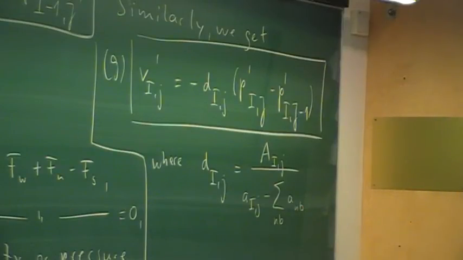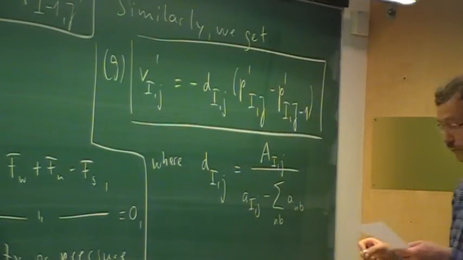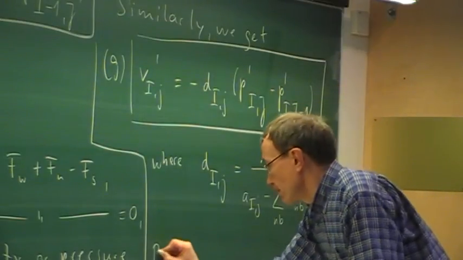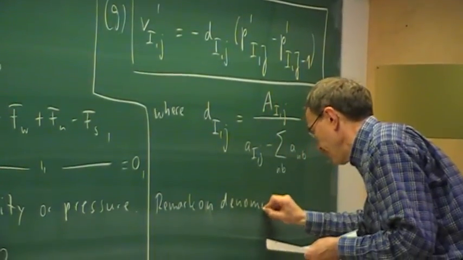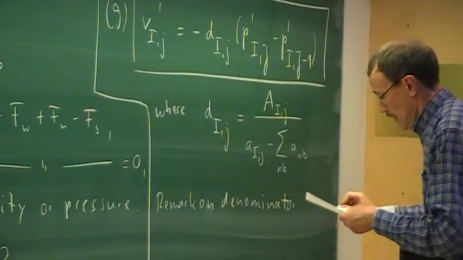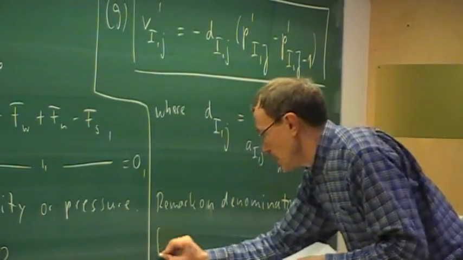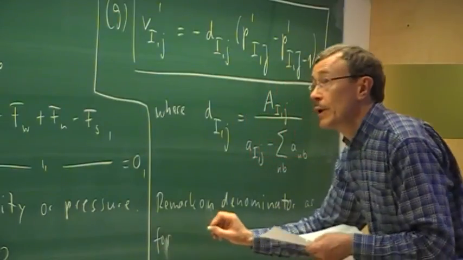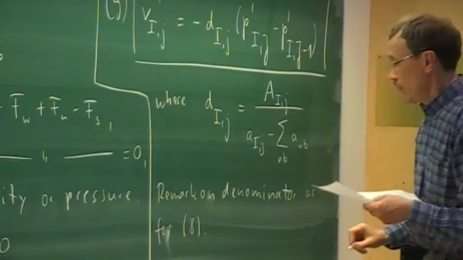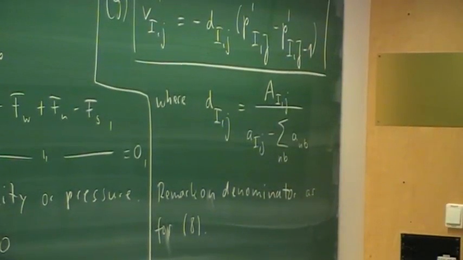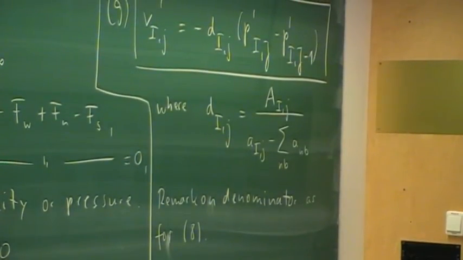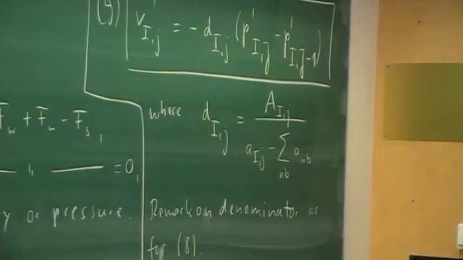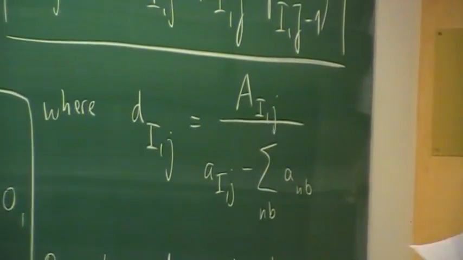And here the same remark on the denominator applies as for equation 8. So then we have the relations 8 and 9 that couple velocity and pressure, and that gives a consistent coupling, and therefore we have the name simplex, simple consistent.